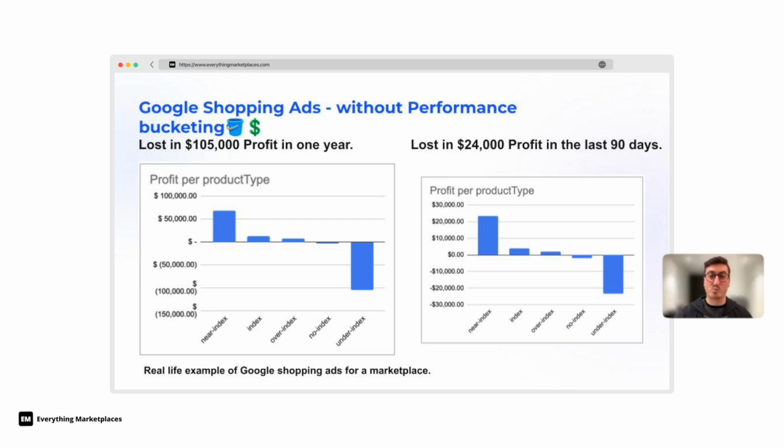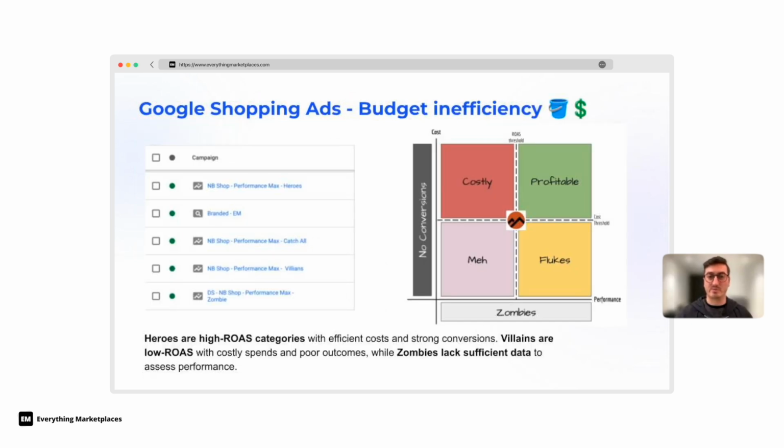So this is just one strategy when you're starting to be more advanced, and if you're running a shopping campaign, to fragment all your products based on performance bucketing and understanding how those products are performing and where the profit is coming from.